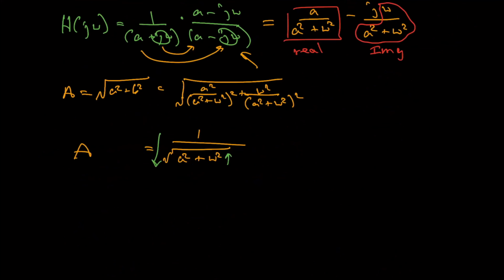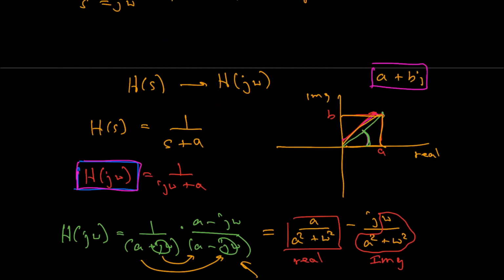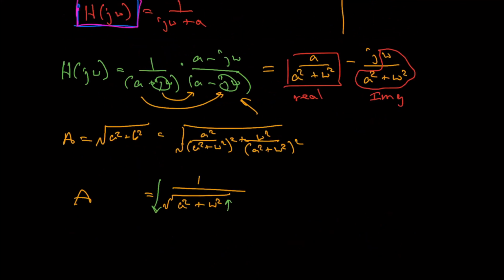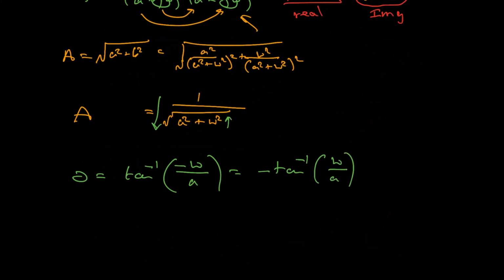Now, what about the phase? Well, the phase is this angle here, and you work out your trigonometry. It involves arctan. So the phase equals tan to the -1 of minus omega over a. This is just trigonometry now. Which equals minus tan to the -1, I can take the minus out, of omega over a, all right?